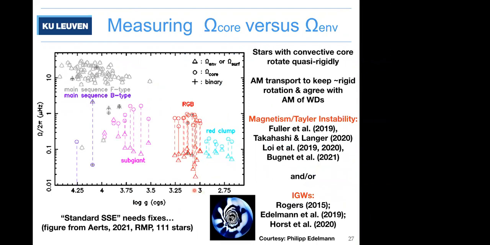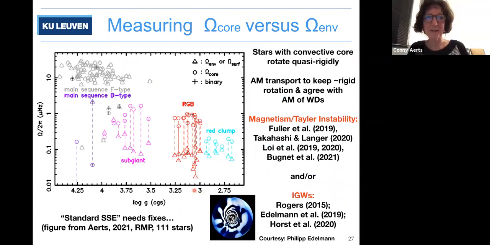All right. So here are all the stars where we have both near core and envelope rotation, and the envelope rotation is in the triangle. This is what I assembled in a review paper. And for the moment, there are two theories being developed that can explain this.